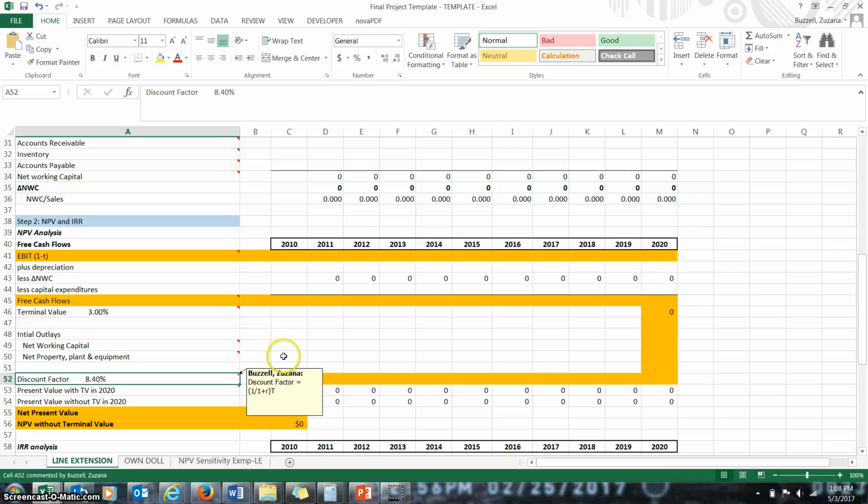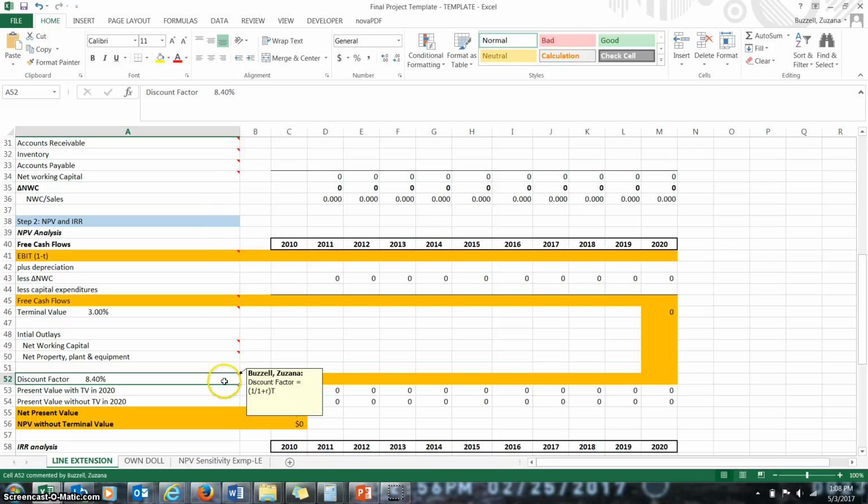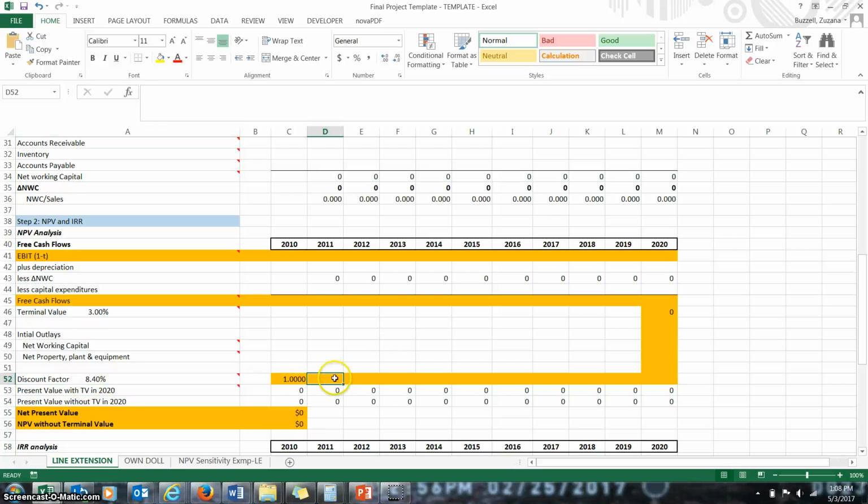You start in the current year with 1, okay? This year, you will discount it using this formula. So 1 divided by 1 plus R. Your R is the 8.4%. In our doll, it would be 9%. But here, you would set it up as your formula. So 1 divided by 1.084. And then you have to grow it on, so this will be your first one.